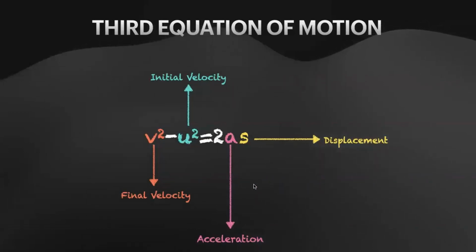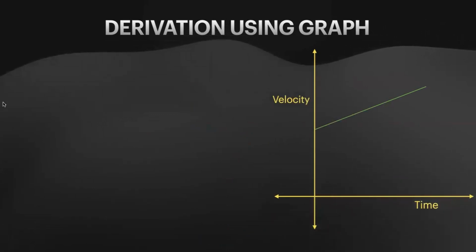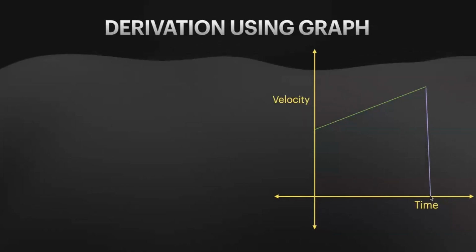So let us quickly go into the derivation. First we will go to the derivation using the graphical method. So let us derive this using the graphical method. Now first I will draw a trapezium. So first let us quickly draw one trapezium.